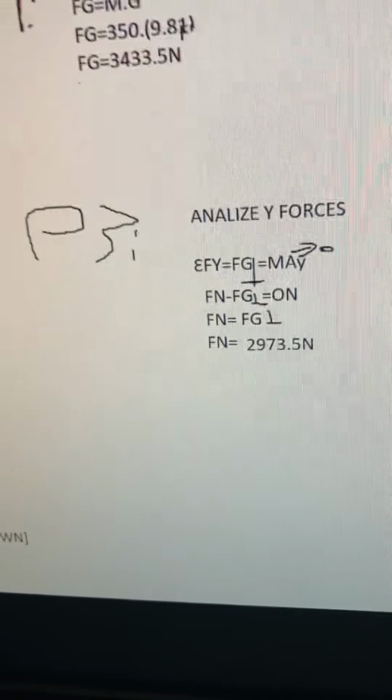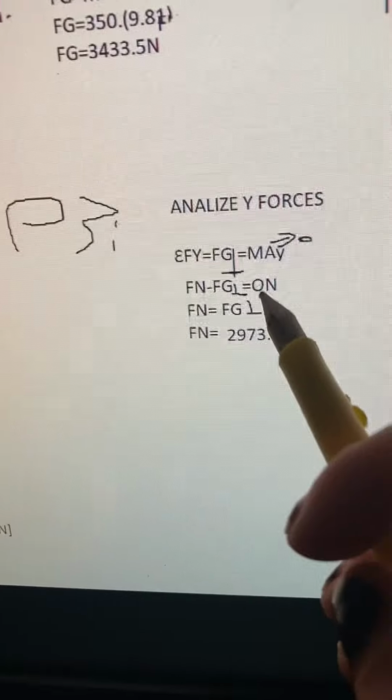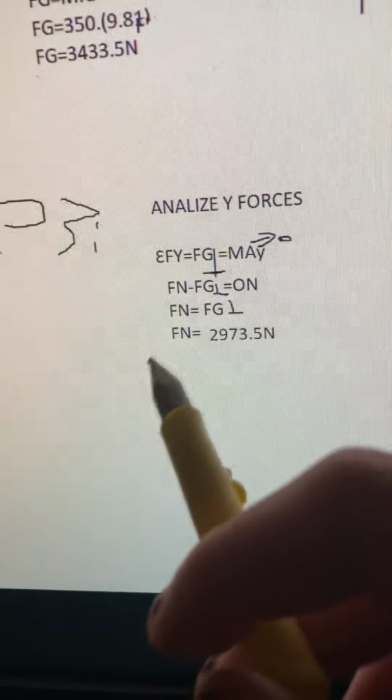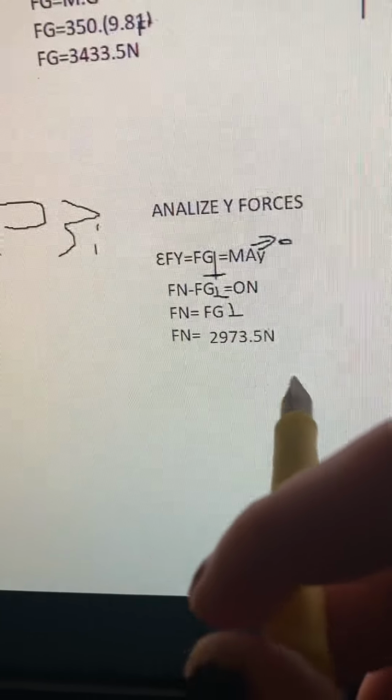it's in the x direction, and that's the one we're looking for. It'd be 0. And then you move that to the other side. So then your Fn is equal to your Fg perpendicular.